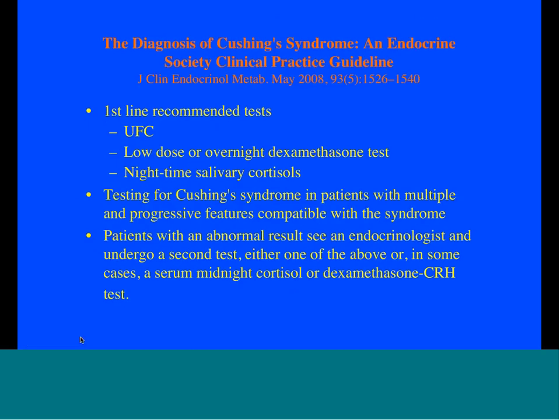In 2008, the Endocrine Society published in the Journal of Clinical Endocrinology and Metabolism a guide for the diagnosis of Cushing's syndrome. They recommended first-line tests: urinary free cortisol, low-dose or overnight dexamethasone suppression test, and nighttime salivary cortisols. They also recommended testing for Cushing's syndrome in patients with multiple and progressive features. And if there's an abnormal test, the patient should see an endocrinologist and undergo a second test, either one of the above or sometimes a serum midnight cortisol or a dexamethasone CRH test.